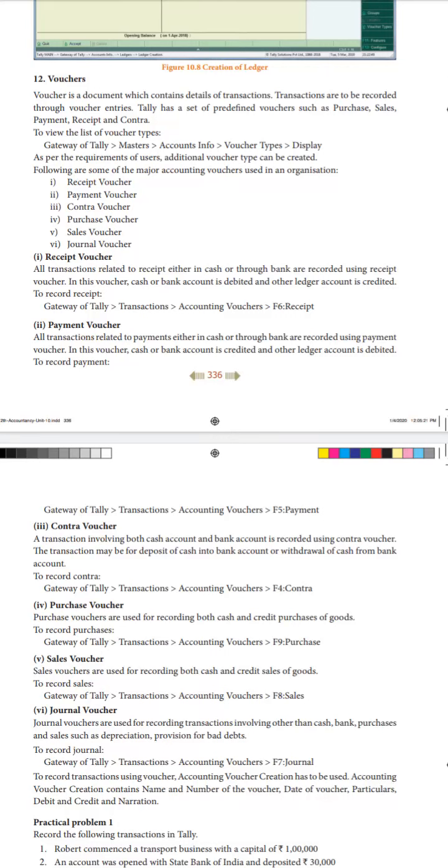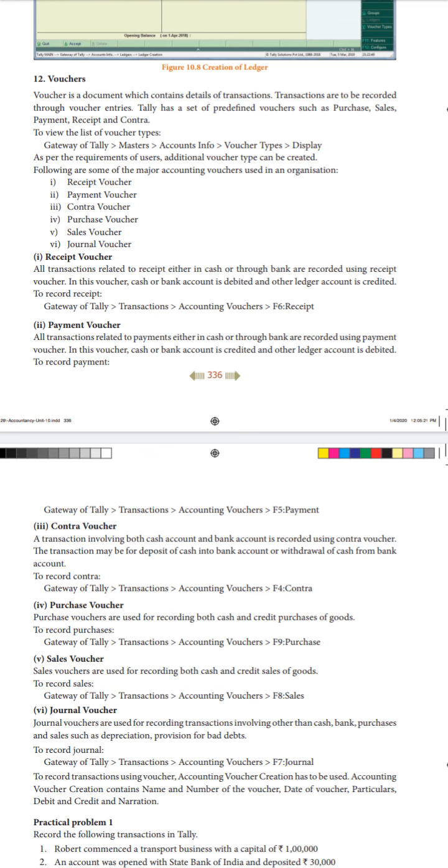Voucher. As we all know, it is a document which has the details of the financial transaction. All the financial transactions must be accompanied with a source document which acts as the proof for the transactions, right? And in Tally, we have certain predefined vouchers such as purchase, sales, payment, receipt, and contra. These five predefined vouchers are inbuilt in the Tally software itself.